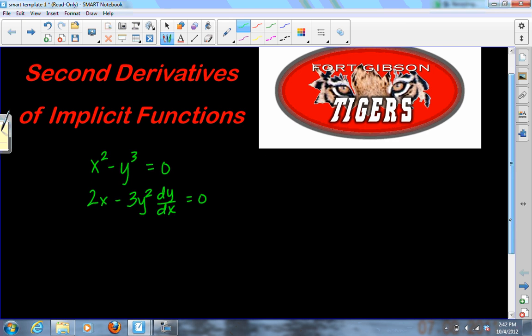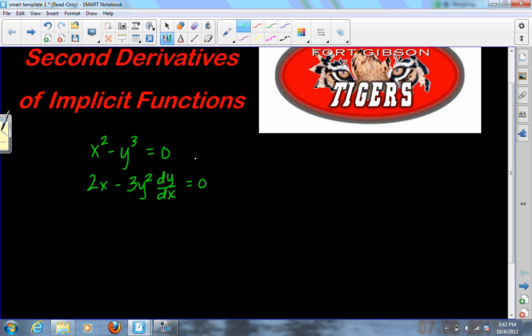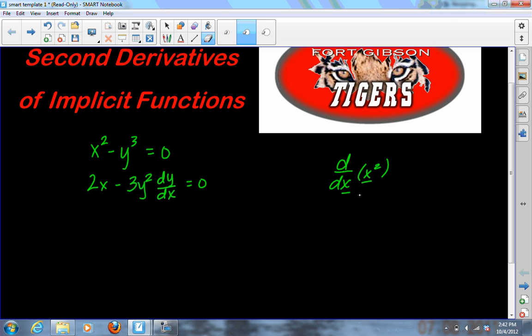You only have to use the chain rule on the ones that are such that the letters don't match up. So if I want to take the derivative of x squared with respect to x, the letters are the same, you don't need the chain rule. Okay, so this is the first derivative.